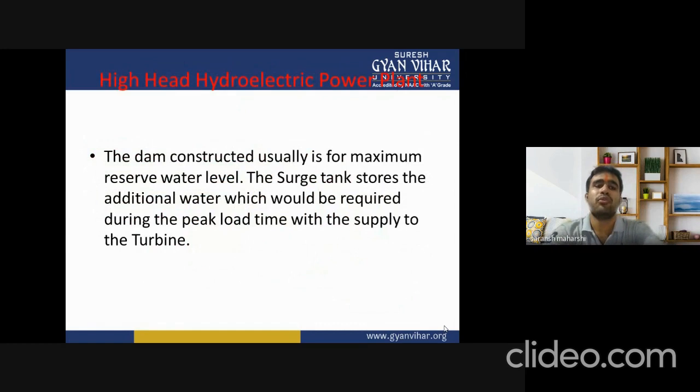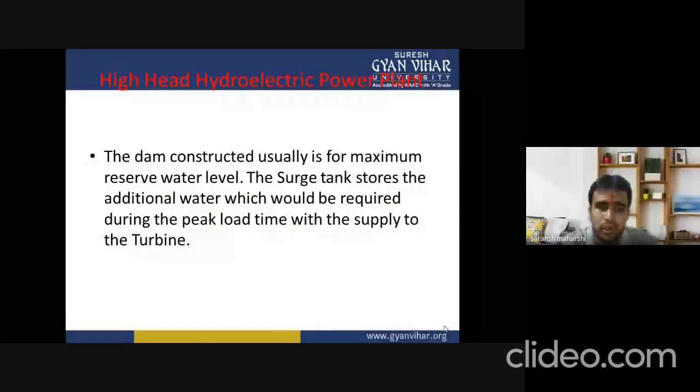Now we will discuss the high head hydroelectric power plant. The dam is constructed usually for the maximum reservoir water level. The surge tank holds the additional water which would be required during peak load time to supply the turbine.